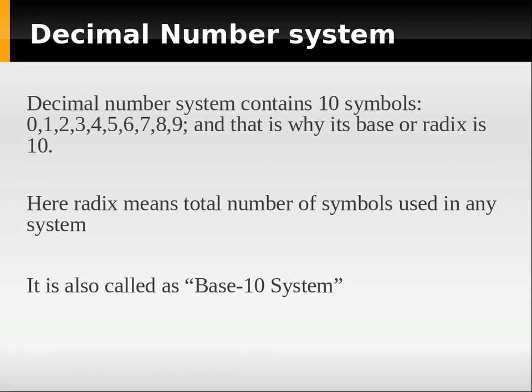The decimal number system is also called a base 10 system because here we are using a total of 10 symbols, from 0 to 9, for representing any kind of value. We represent any value with the help of the symbols 0 to 9. The count is 10, therefore the base value of this number system is 10. That is why it is called a base 10 system.